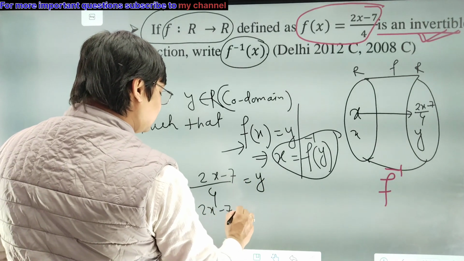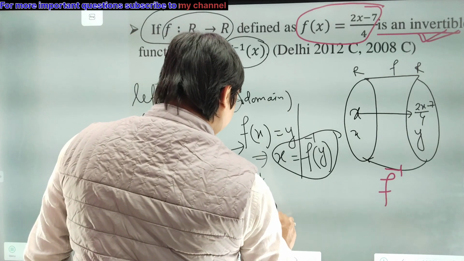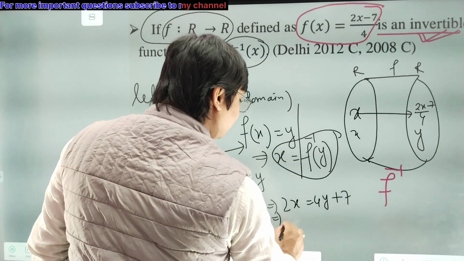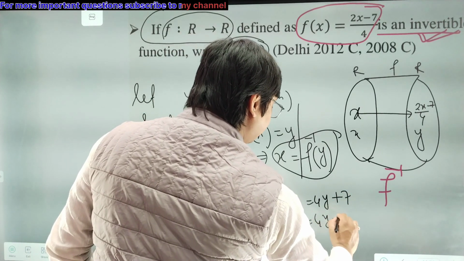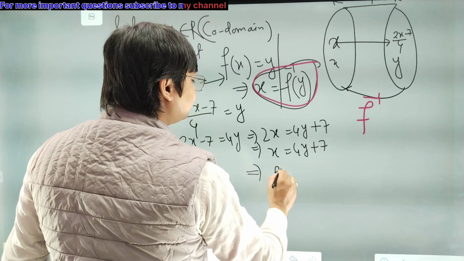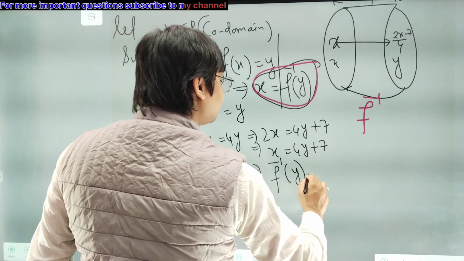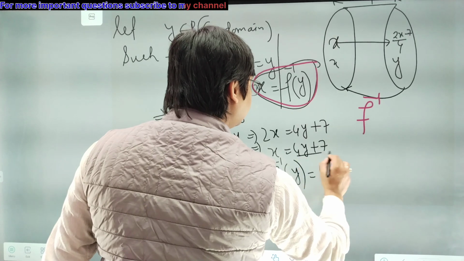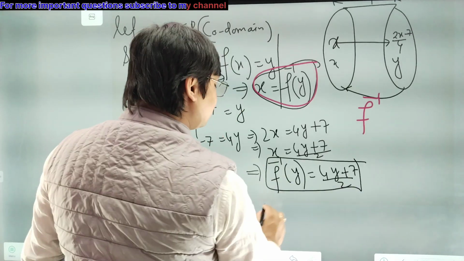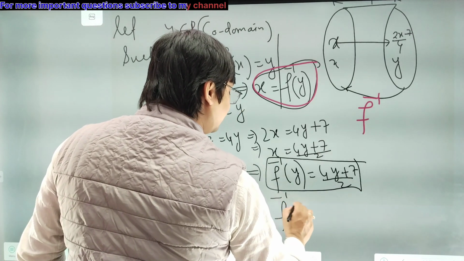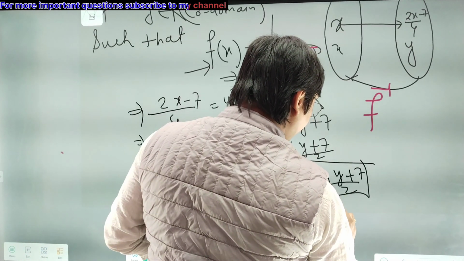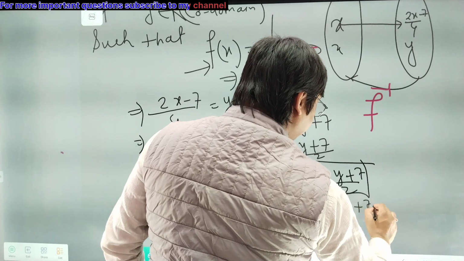So 2x minus 7 will be 4y. From here, 2x will be 4y plus 7. So x will be (4y plus 7) by 2. What is x here? X is nothing but f inverse of y. So f inverse of y is (4y plus 7) by 2. If we put x here, what we get is (4x plus 7) by 2.